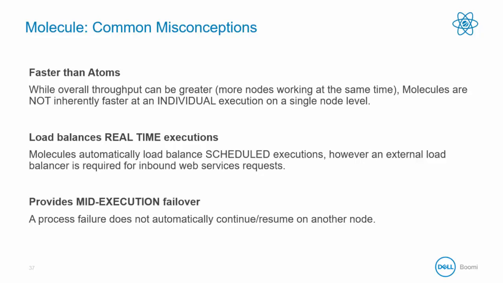So if you run a process on an atom and the same one on a molecule, they would execute at the same speed. If you run a dozen processes on each, the molecule would perform better because it can divide that workload between multiple nodes. But each individual execution would not be any faster than if you ran it on an atom.